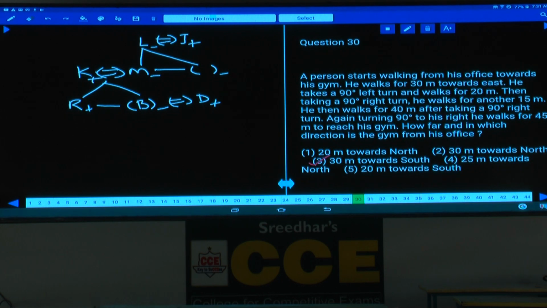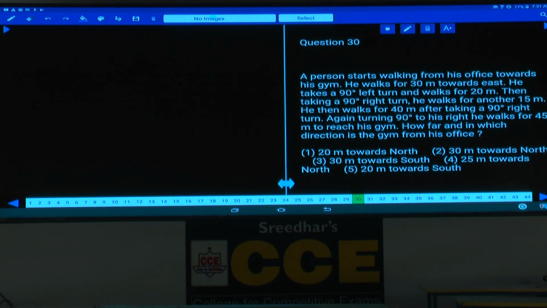Now question number 30. It is based on directions. A person starts walking from his office towards his gym. He walks for 30 meters towards east. Let us take this as the starting point. From here, first he walks how many meters? 30 meters towards east. Then he takes a 90 degrees left turn and walks for 20 meters.